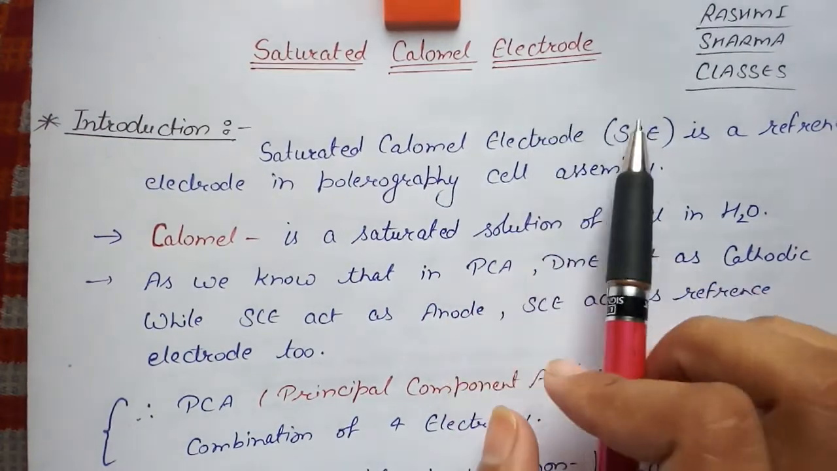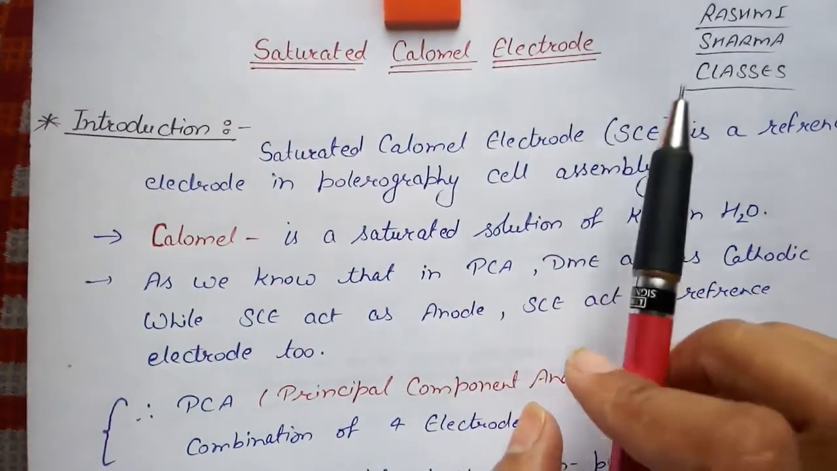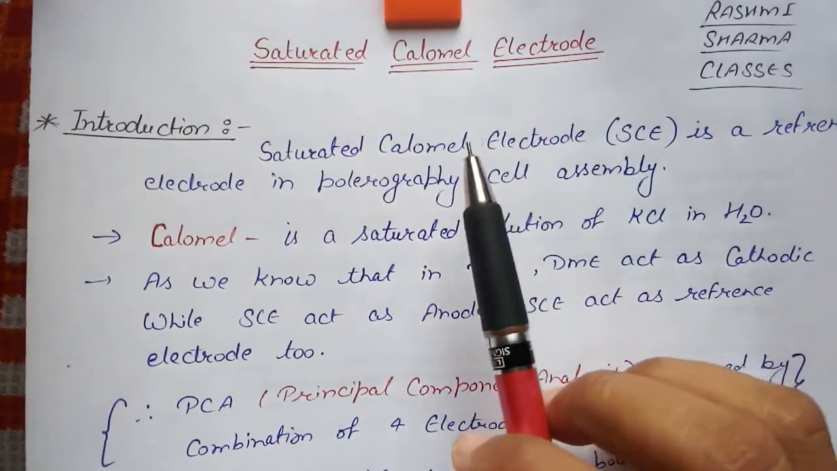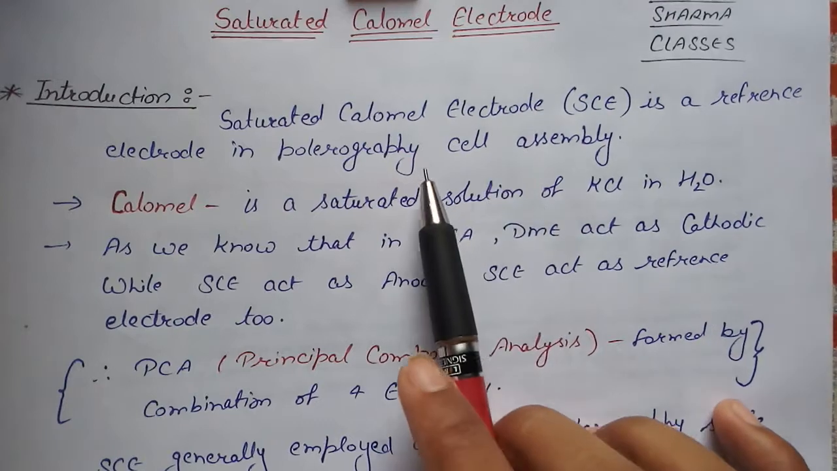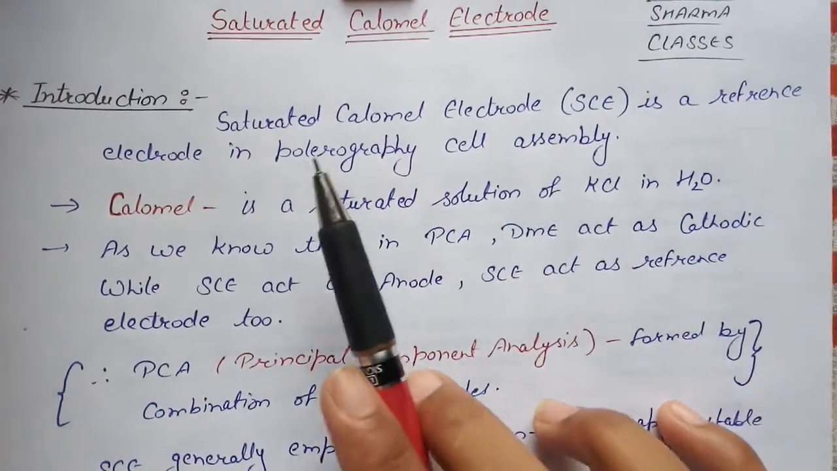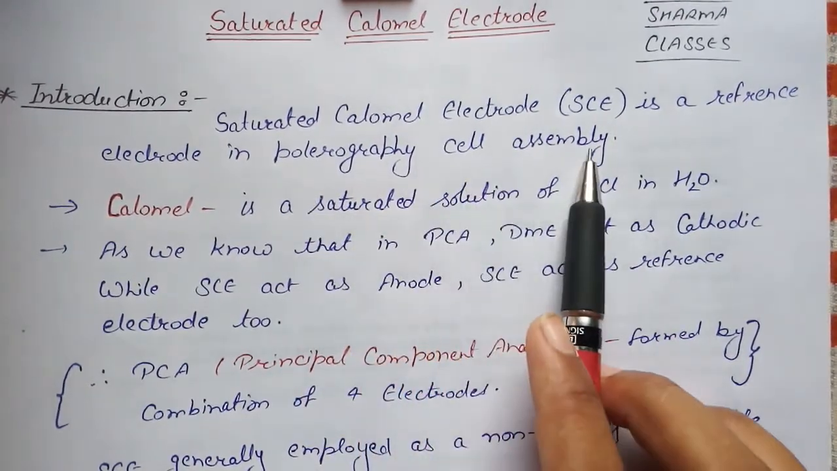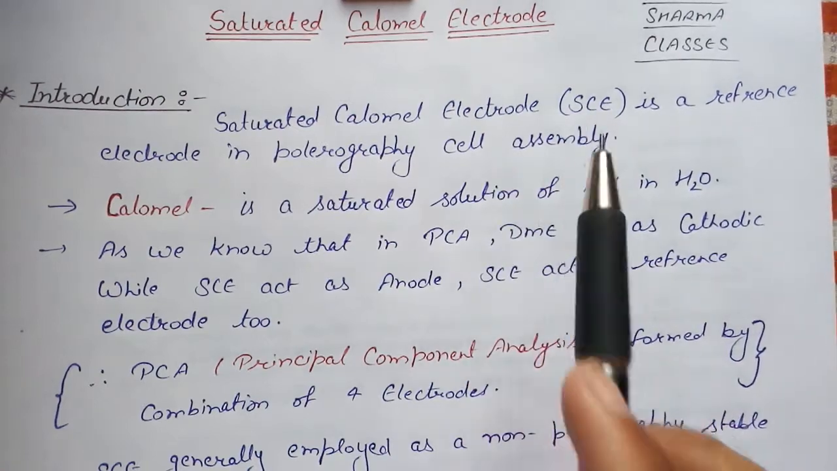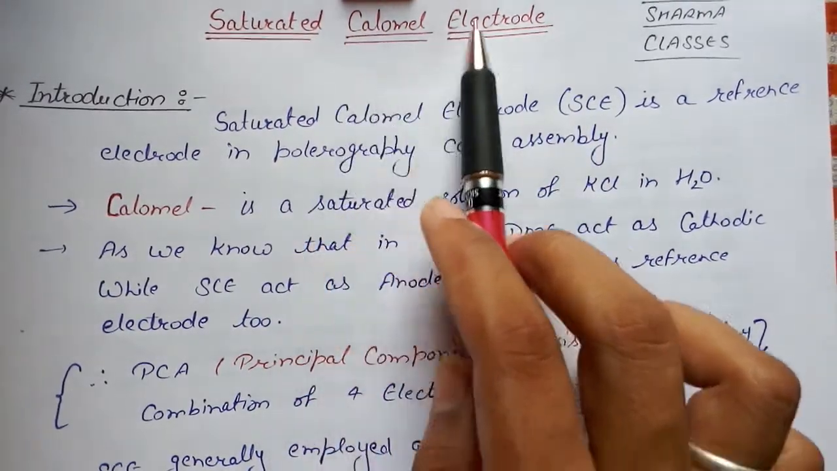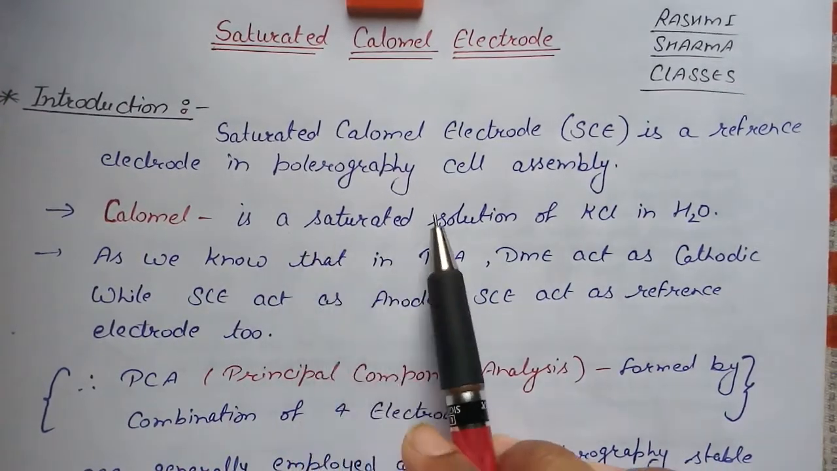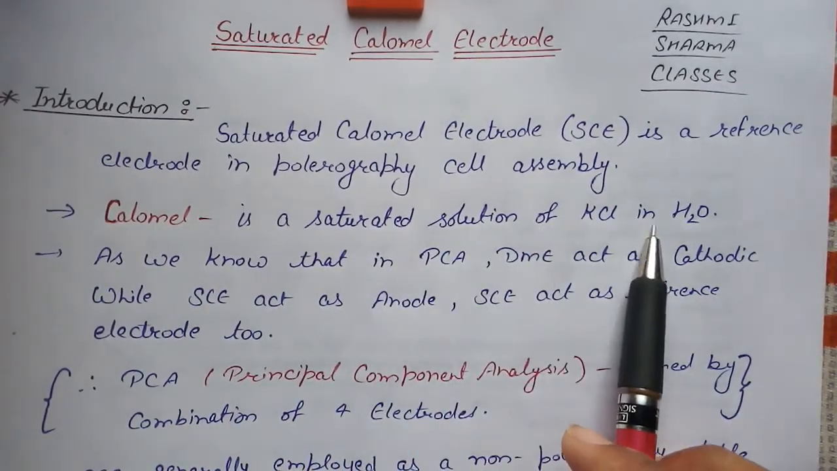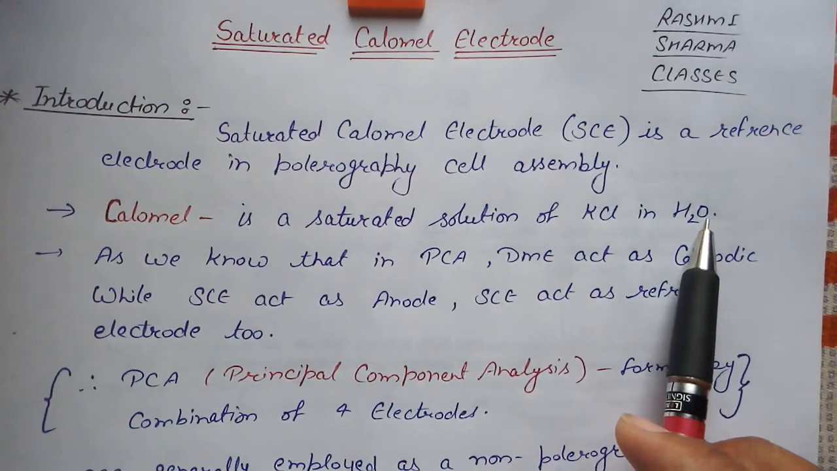You can say SCE, right? So firstly we will introduce it. What is SCE? Introduction. Saturated calomel electrode is a reference electrode in polarography cell assembly. What is calomel? We are using the word calomel here. So calomel is a saturated solution of potassium chloride in water, right?